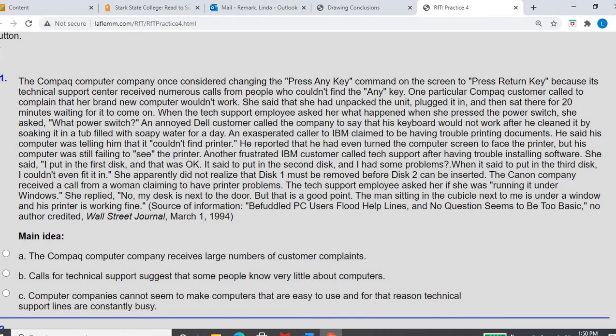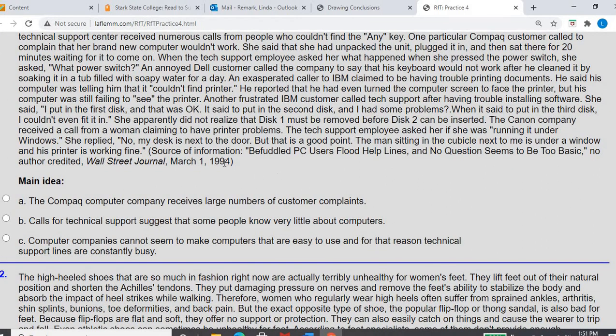The Canon company received a call from a woman claiming to have printer problems. The tech support employee asked her if it was run under Windows. She replied, 'No, my desk is next to the door.' But that's a good point. The man sitting in the cubicle next to me is under a window and his printer is working fine." Okay, so obviously it's a little dated, a lot dated, but I like this paragraph because it's humorous to me and there's still calls like this that happen all the time.